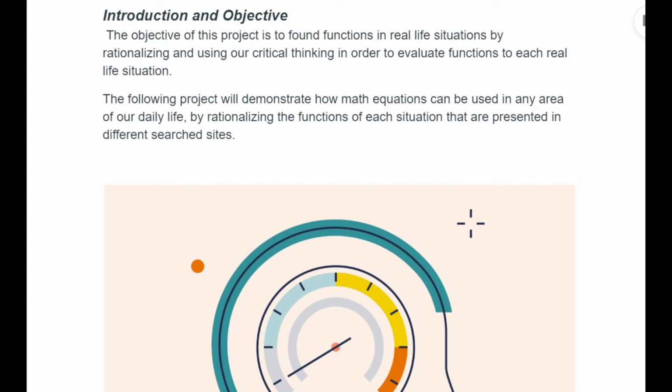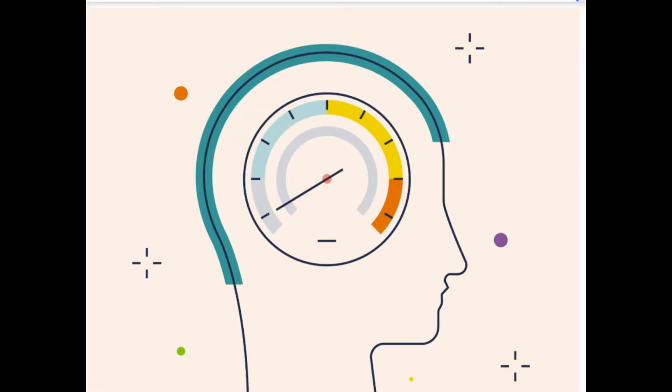Well, first, the introduction. The objective of this project is to find functions in real-life situations by rationalizing and using our critical thinking in order to evaluate functions for each real-life situation. The following project will demonstrate how math equations can be used in any area of our daily lives by rationalizing the functions of each situation that are presented in different searched sites.